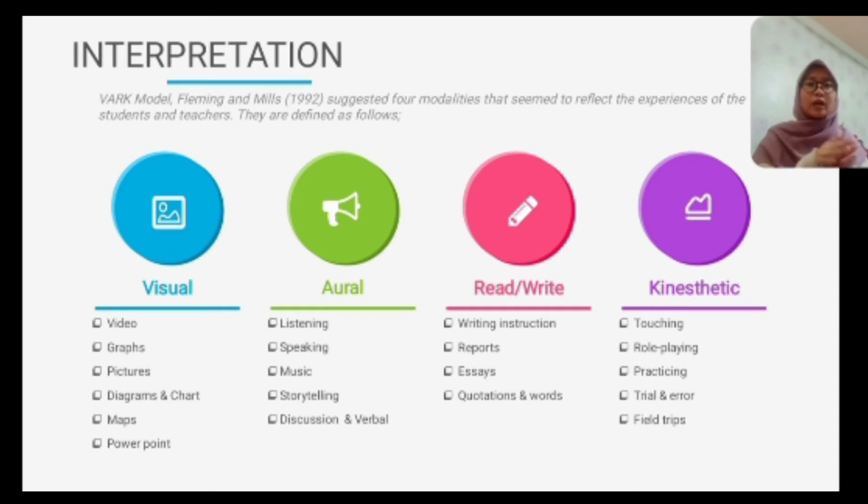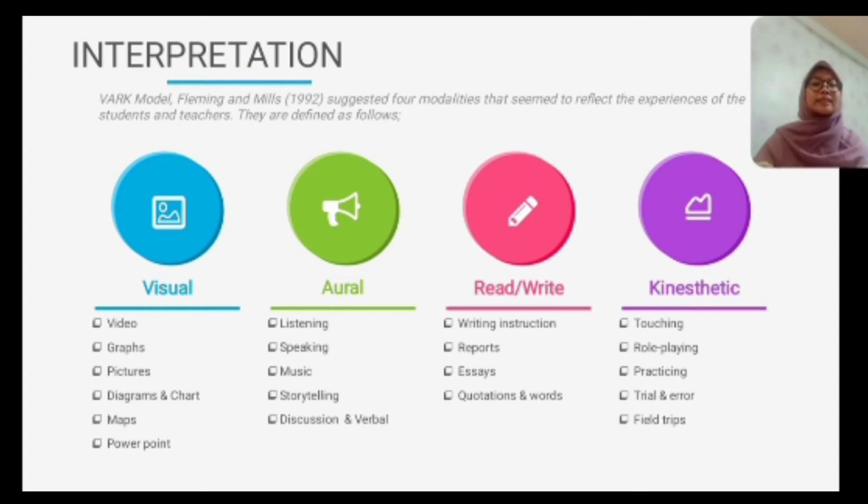The second is oral. Oral is a learning style that focuses on the information that is heard or spoken. They like attending lecture classes. They like listening, speaking, storytelling, discussion, and verbal. And they are able to remember well the teacher's explanation in the class or the discussion of the group.